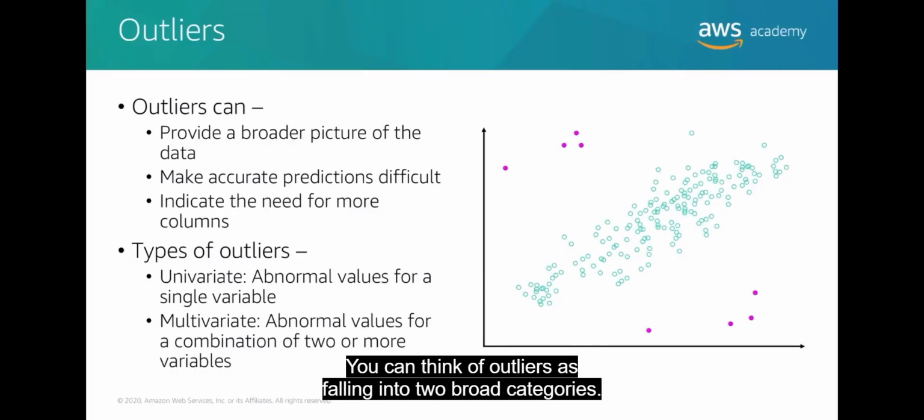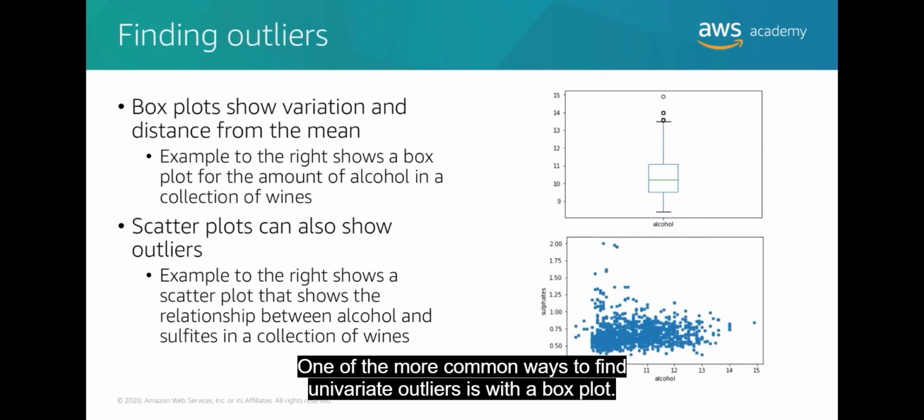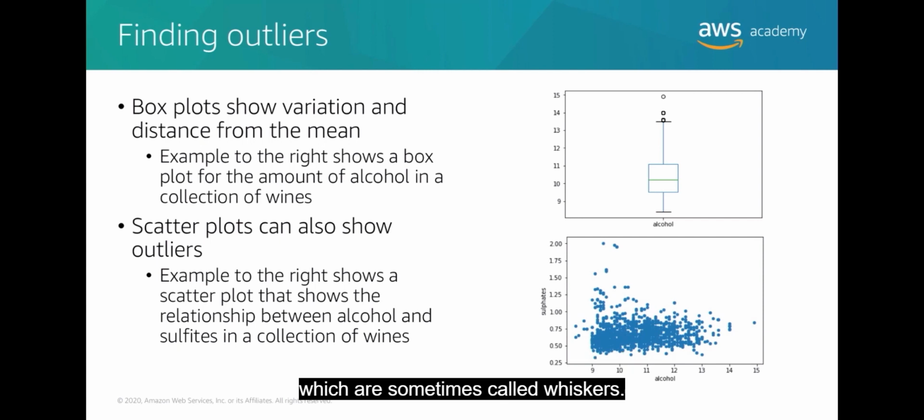You can think of outliers as falling into two broad categories. The first is a single variation for just a single variable, or a univariate outlier. The second is a variation of two or more variables, or a multivariate outlier. One of the more common ways to find univariate outliers is with a box plot. A box plot shows how far a data point is to the mean for that variable. The box in the plot shows the data values within two quartiles of the mean. Values outside that range are represented by the lines extending from the box, which are sometimes called whiskers.